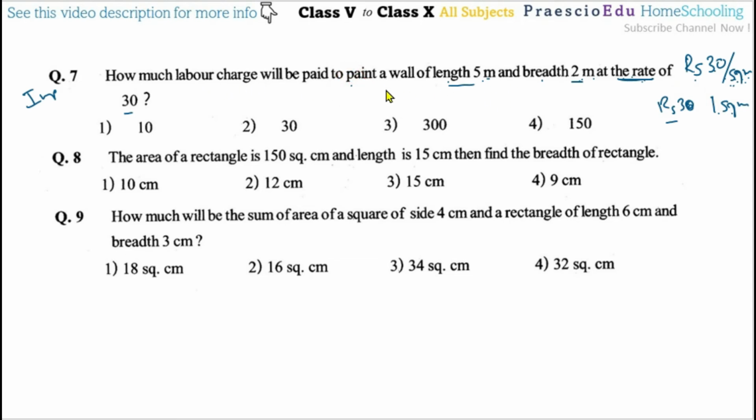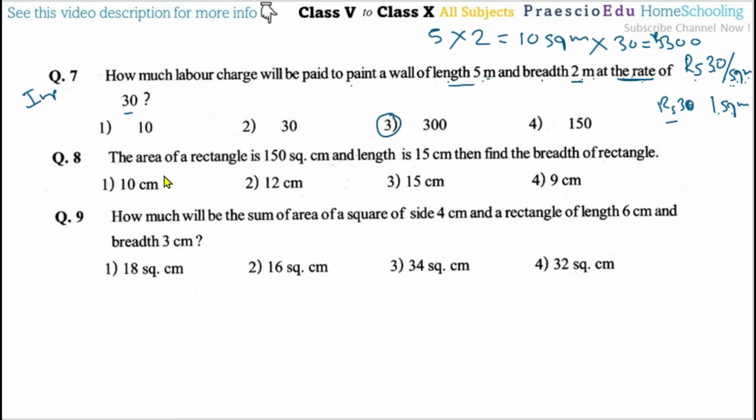Now as per this, the wall has a 5 meter length and 5 multiplied by the breadth, which is 2, so we will find out the area. So 5 multiplied by 2 is 10 square meter, and for 1 square meter rupees 30 is there. So to find the cost, we have to multiply by rupees 30, so this is 300 rupees. This 300 is given in option number 3.